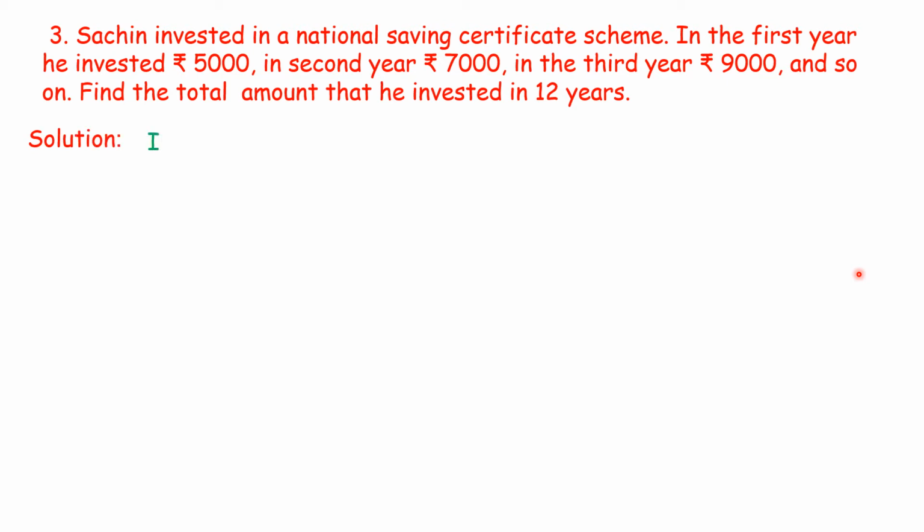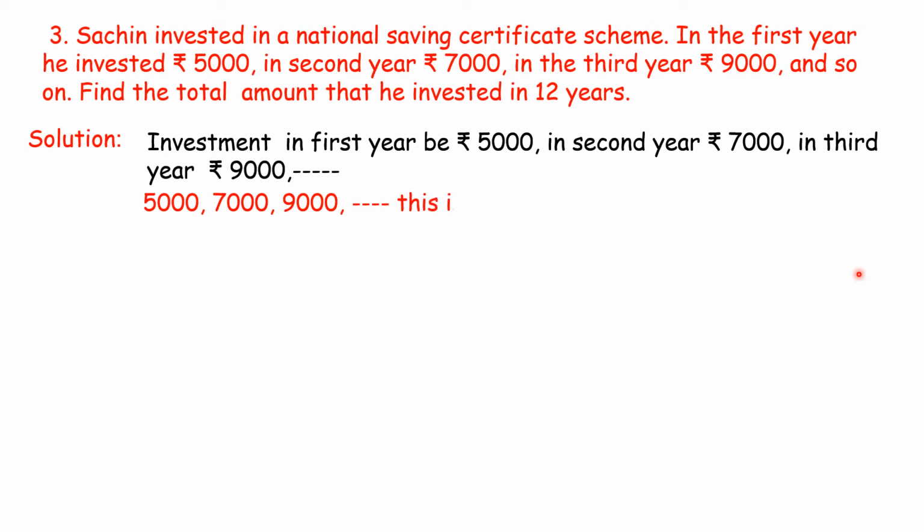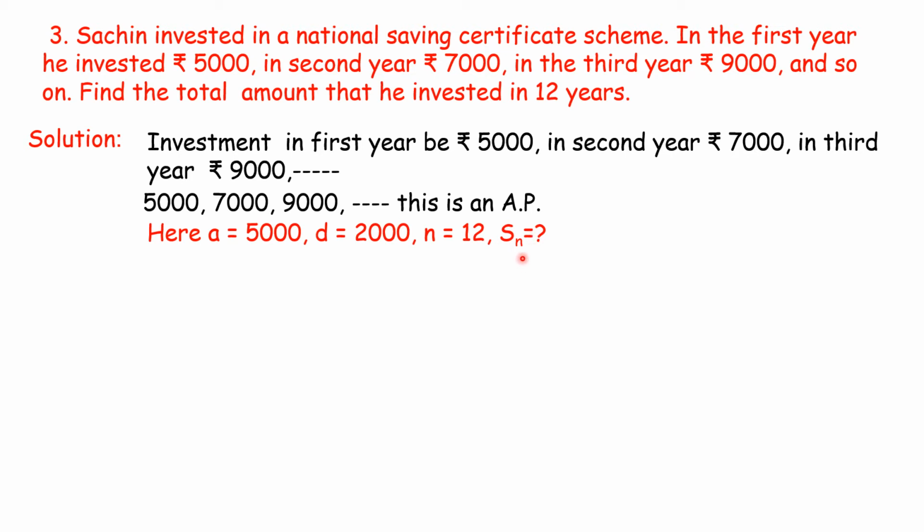Solution. Investments in first year be 5,000, in second year rupees 7,000, and in third year 9,000, and so on. 5,000, 7,000, 9,000, so on. This is an AP. Here A is equal to 5,000, D is equal to 2,000, and N is equal to 12. Now find out sum of first n terms. Write down the formula.